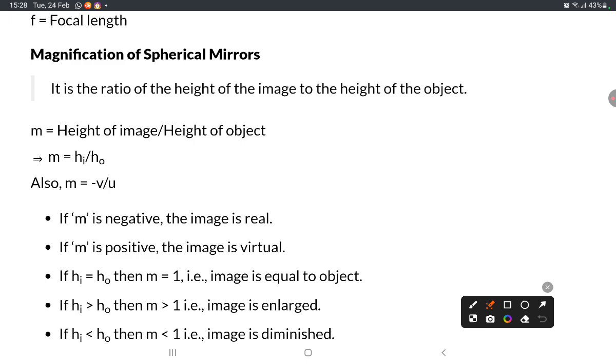If hi equals h naught, then m equals 1, and the image is equal to the object. If hi is greater than h naught, then m is greater than 1, and the image is enlarged. If hi is less than h naught, then m is less than 1, and the image is diminished.